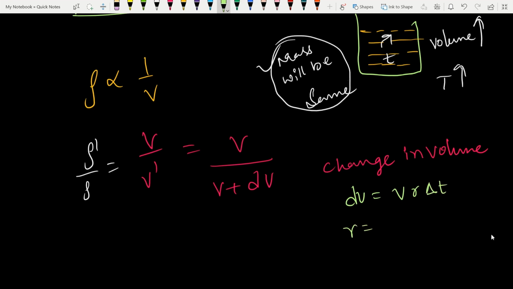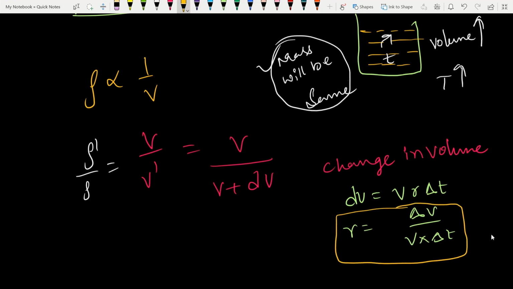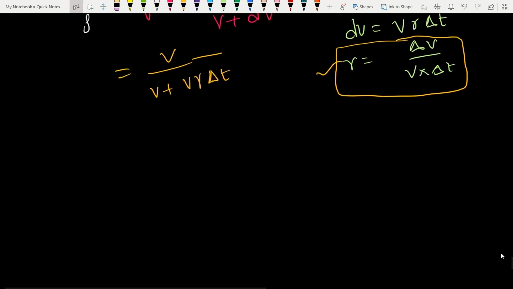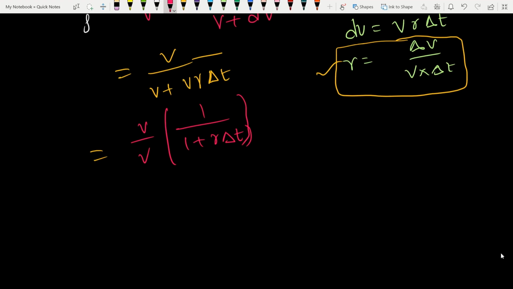So gamma, the coefficient of volume expansion, equals change in volume by original volume into change in temperature. According to that, we can write the formula: V by V plus V into gamma into delta T. From that equation, we can take V common, and the numerator is 1 by 1 plus gamma into delta T. Then you will get the answer.